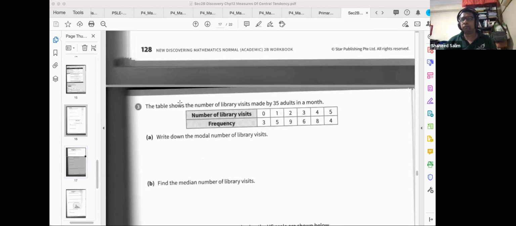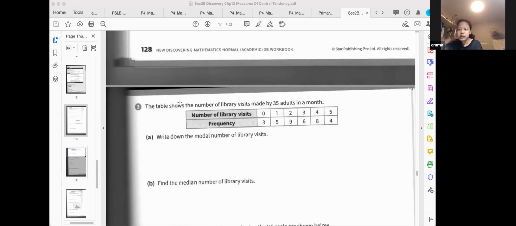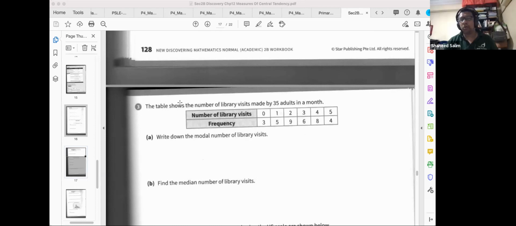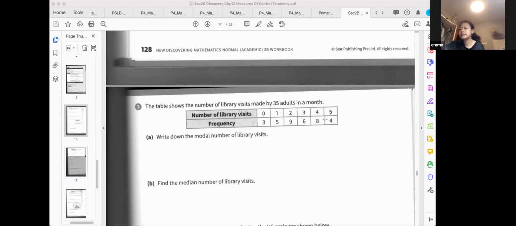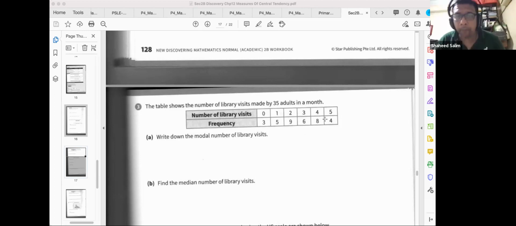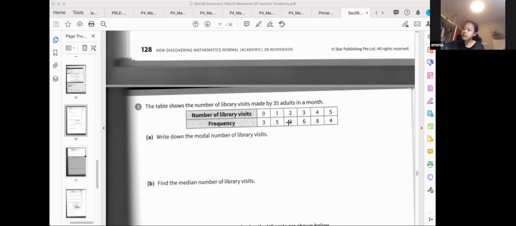A would be 32. Hold on. When they're asking you the number of library visits, so this one 0, 1, 2, 3, 4, 5. Which one is the mode? 4. 4 is 8, 2 is 9, miss. Are you okay? Yeah, so 2 is the mode.